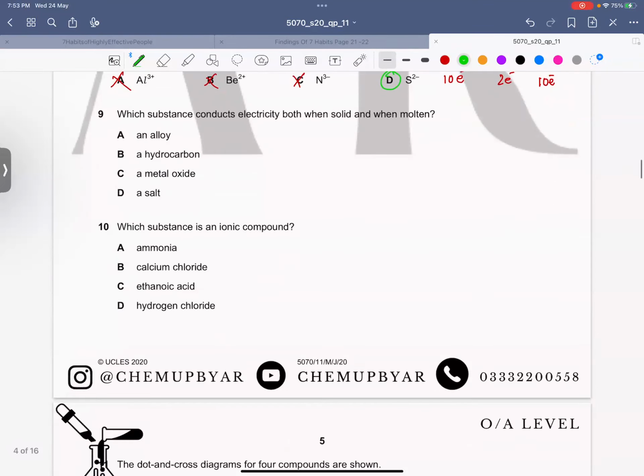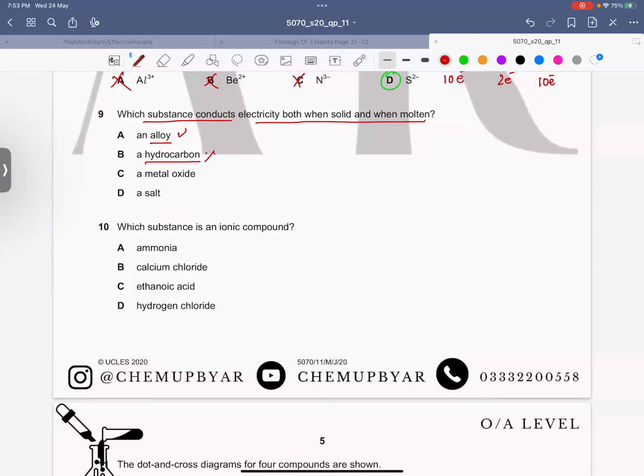Okay. Now question number 9. Which substance conducts electricity both when solid and molten? So they are only a metal, right? An alloy is a mixture of a metal, so it can be the answer.